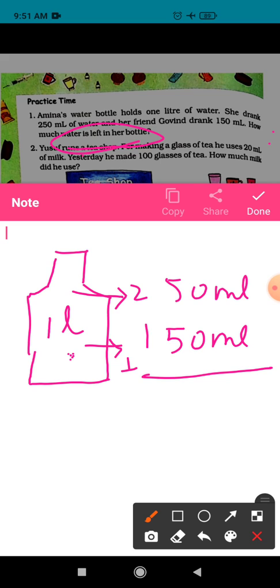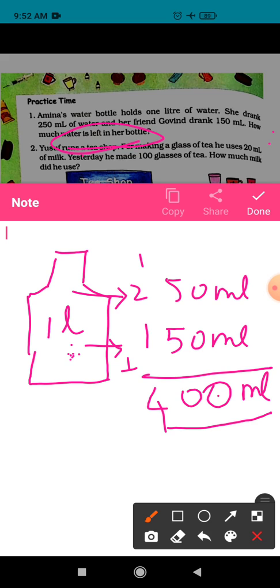So first of all, what will you do? You will add these two numbers. So we will add: 0, 5, 5, 10, 0, carry over 1, 2, 1, 3 and 1, 400 ml of water is used from this 1 liter water bottle. How much water is left? What we will do? We will subtract 400 ml from 1 liter.